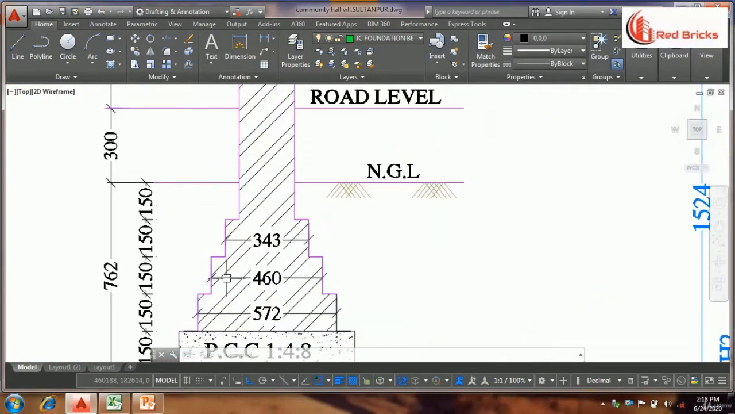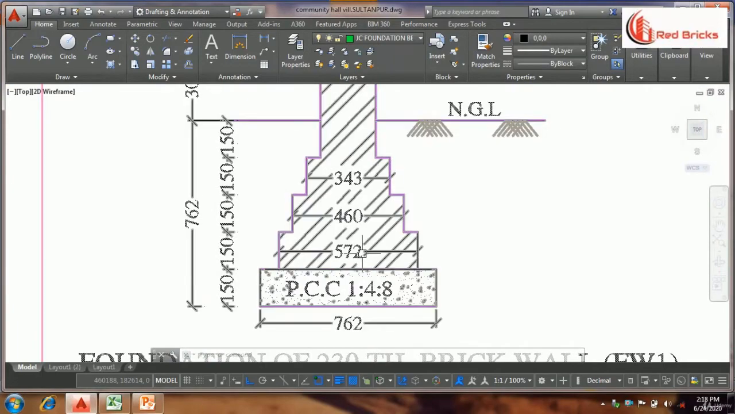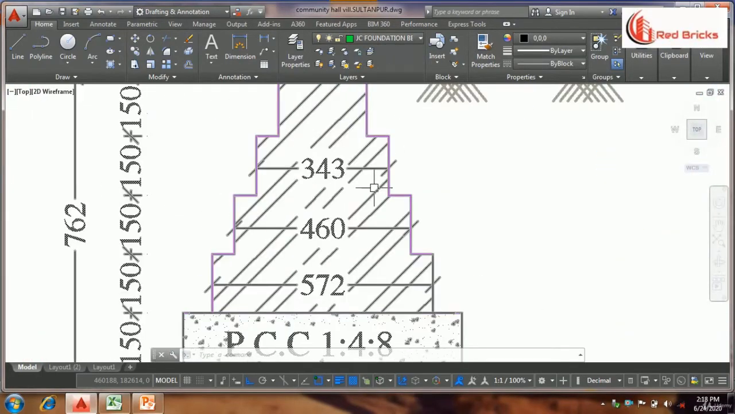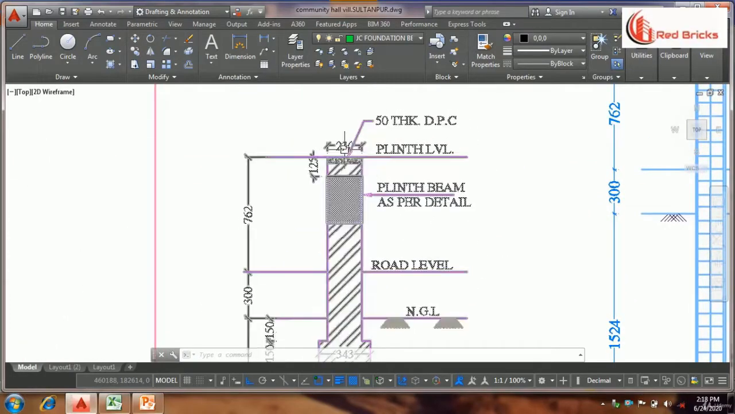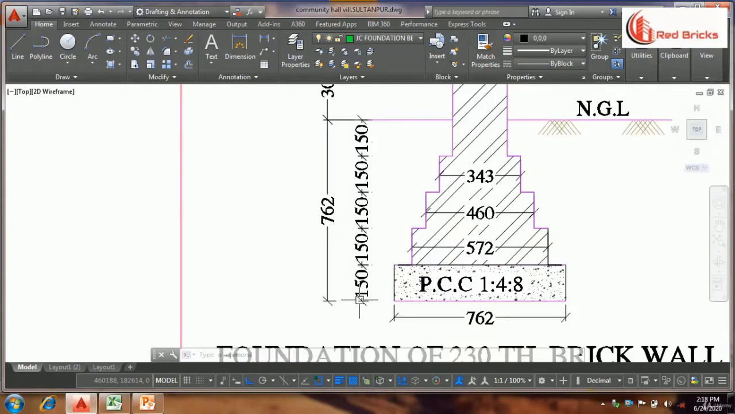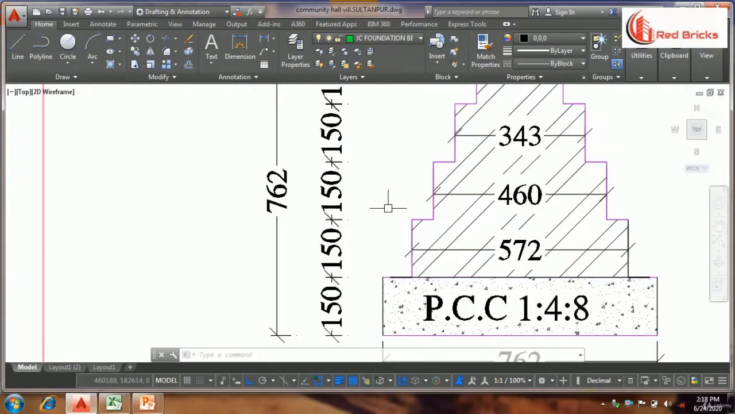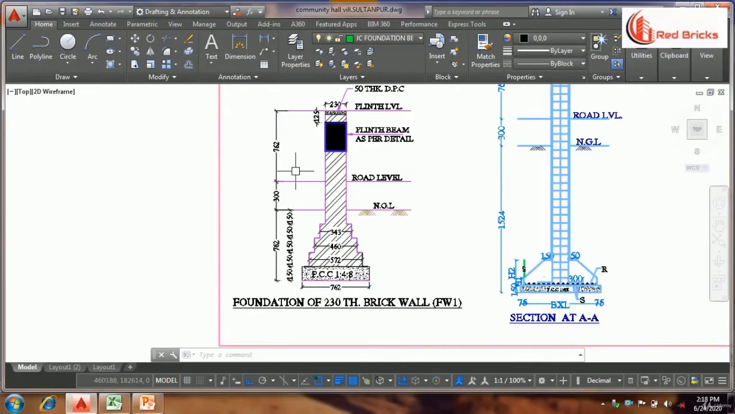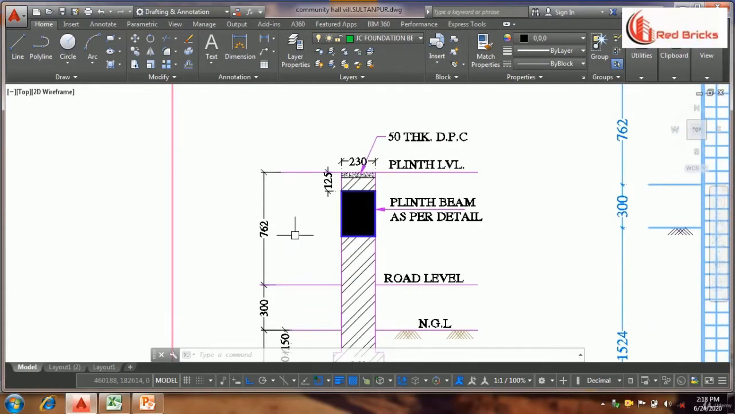In this section of foundation wall, you can see its different breadths like 572 for first step, 460 for second step and 343 for third step. And also at the top, we have brick of breadth 230 mm. Here we have their thickness mentioned as 150 for all the steps. Also, the thickness of all the levels has been mentioned.